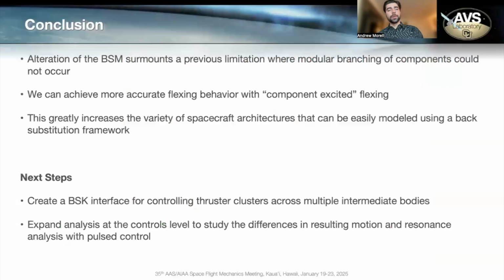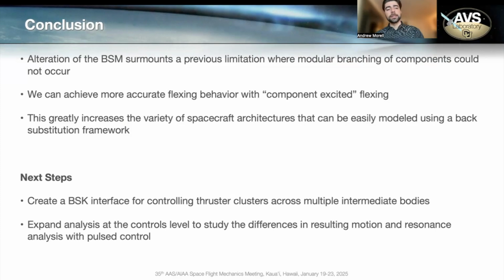So in conclusion, we're doing an alteration of the back-substitution method, surmounting a previous limitation where modular branching of components could not occur. We're achieving a more accurate flexing behavior with component-excited flexing, and this is greatly increasing the variety of spacecraft architectures that could easily be modeled using a back-substitution framework.